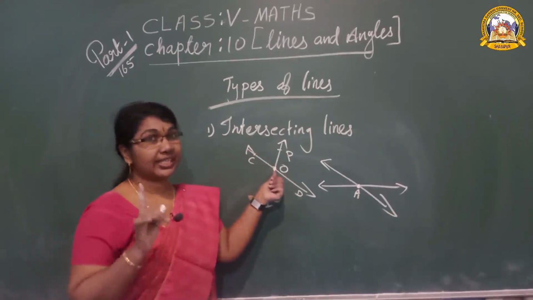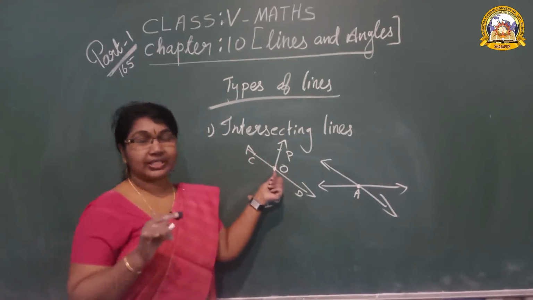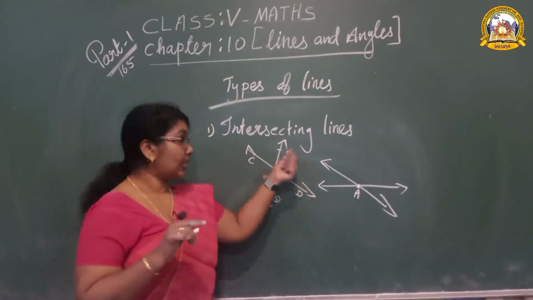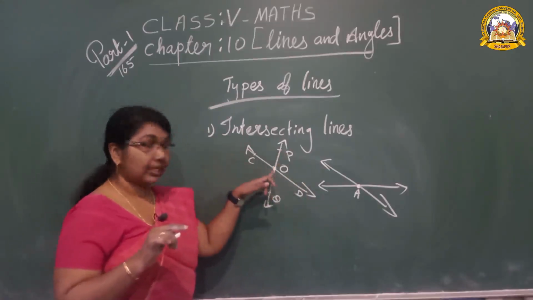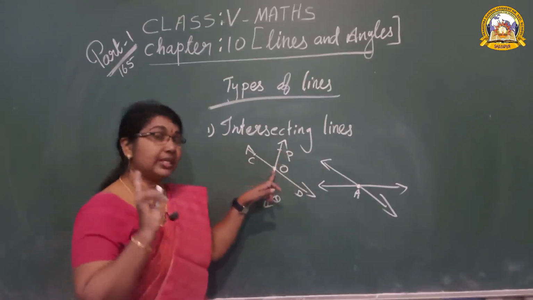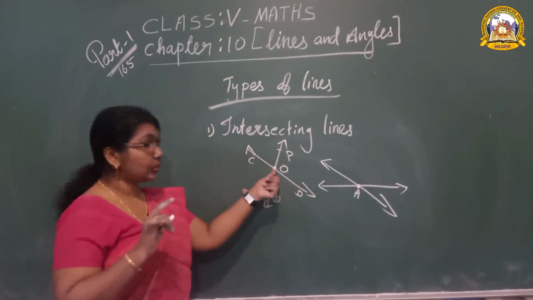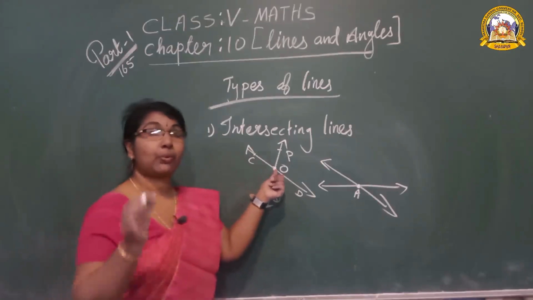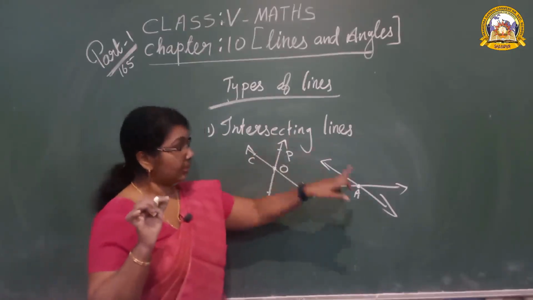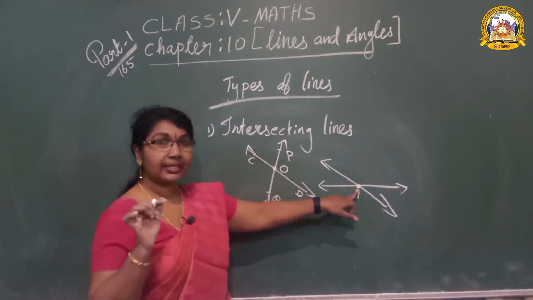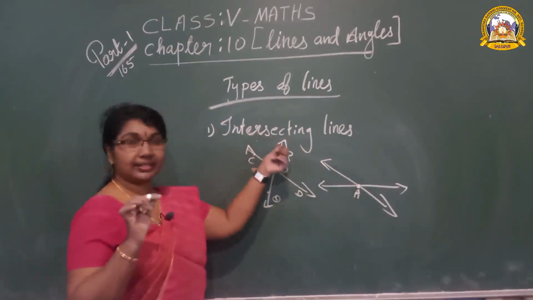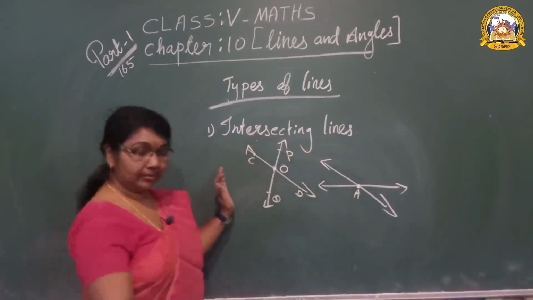You should learn it. What are intersecting lines? Two or more lines that cross each other at one point are called intersecting lines. This crossing point is called the point of intersection. Here what is the point of intersection? A. First one is intersecting. Understood now? Then the second one.